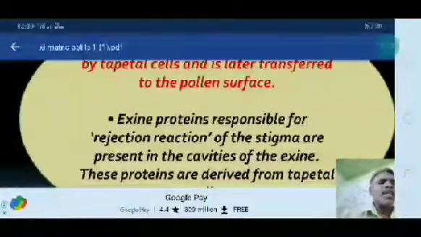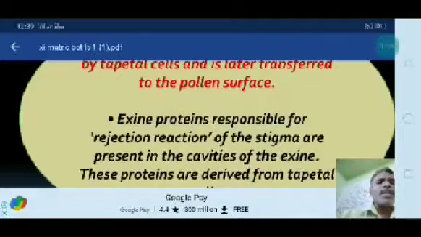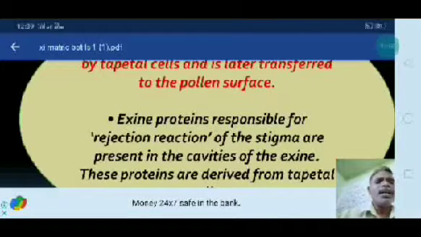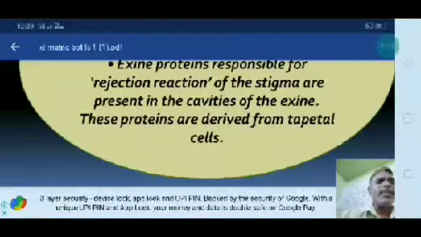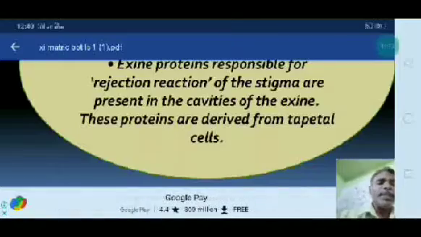Exine proteins responsible for the rejection reaction of the stigma are present in the cavities of the exine. These proteins are derived from tapetal cells. These are the functions of the tapetum.